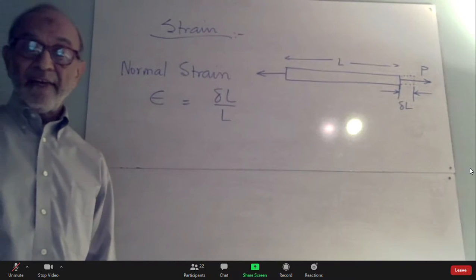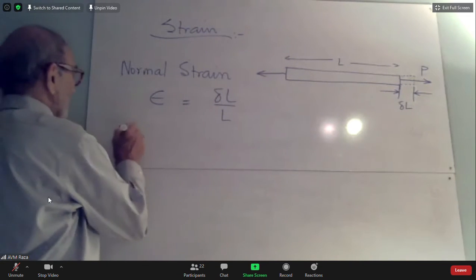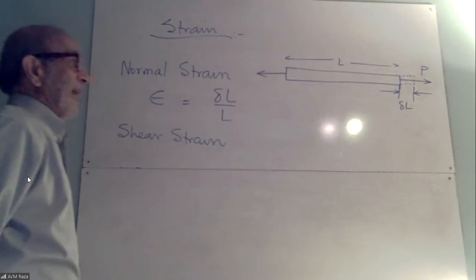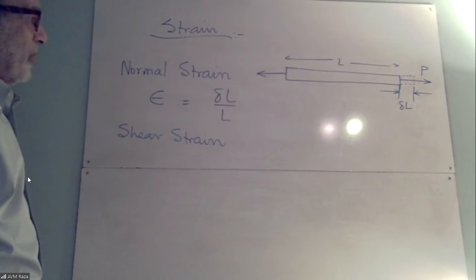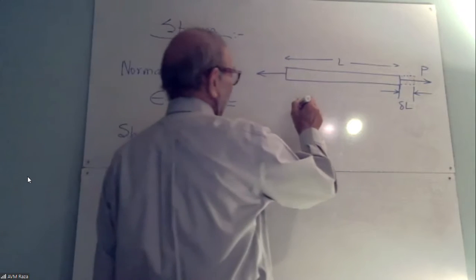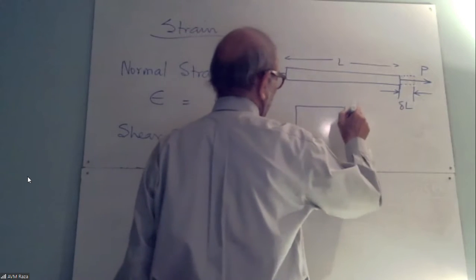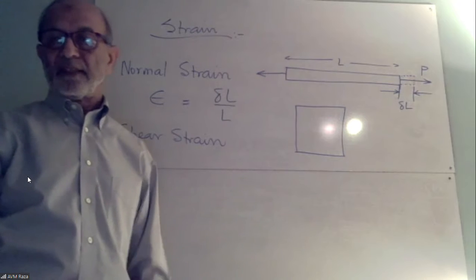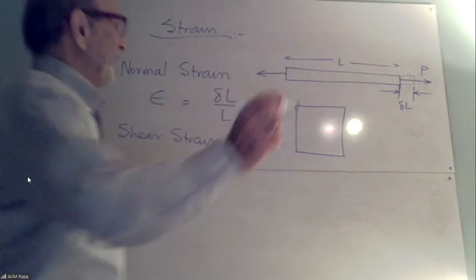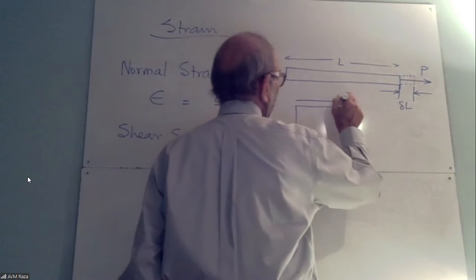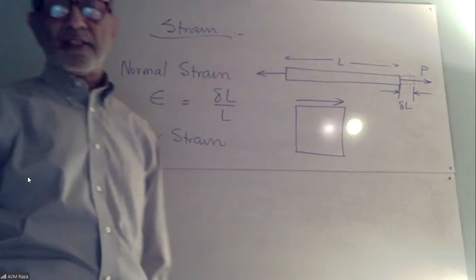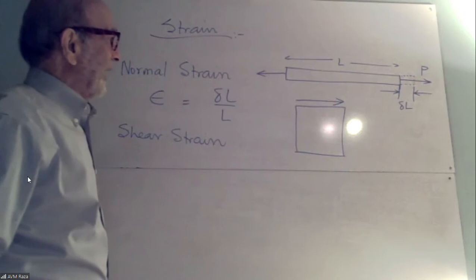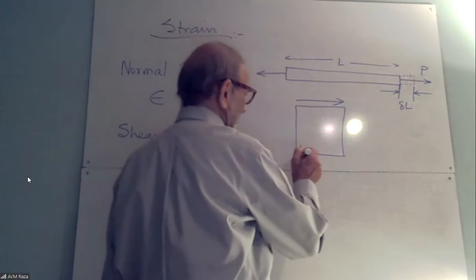And then there is the other kind, which is called the shear strain. This actually deals a little bit with the geometry. So, for example, let's say I have a metal sheet, something like this, and there was a shear force acting like that. You know that shear is normally parallel to the area. So there is a shear force acting on this, and let's say this end was fixed.